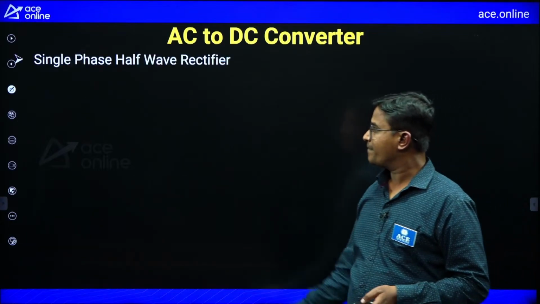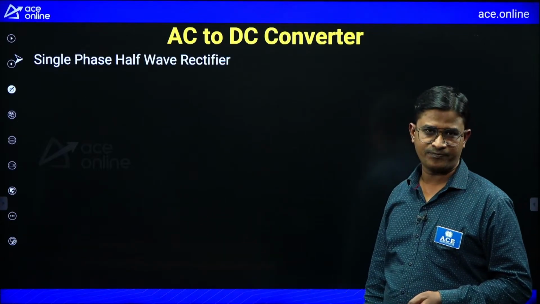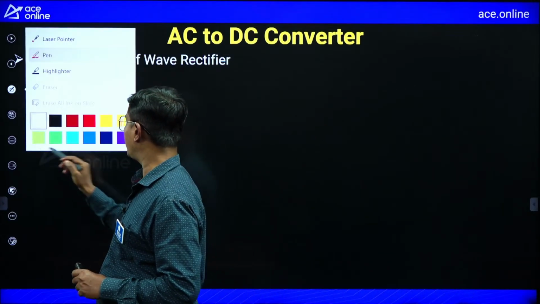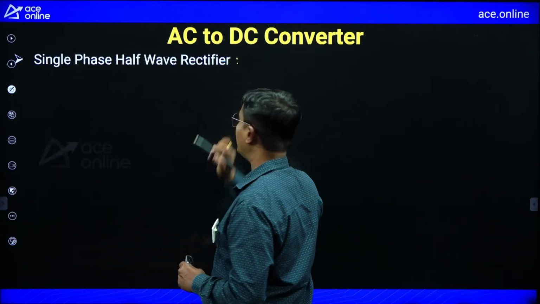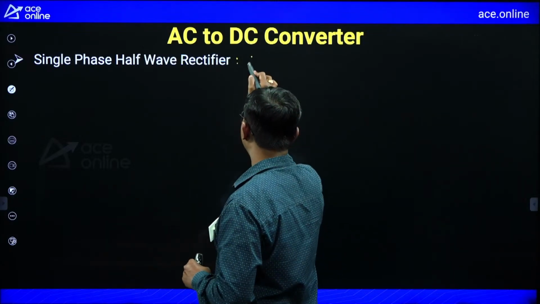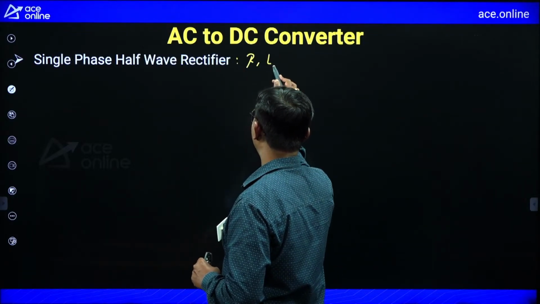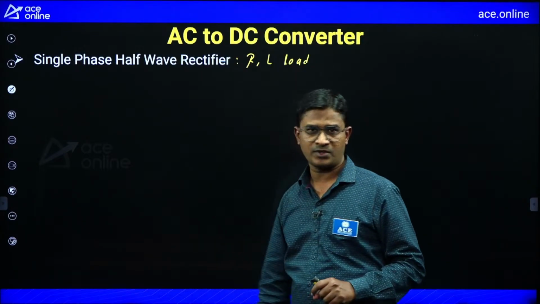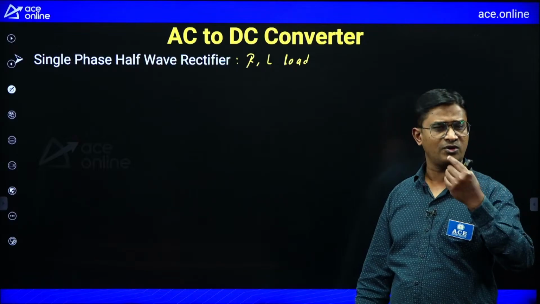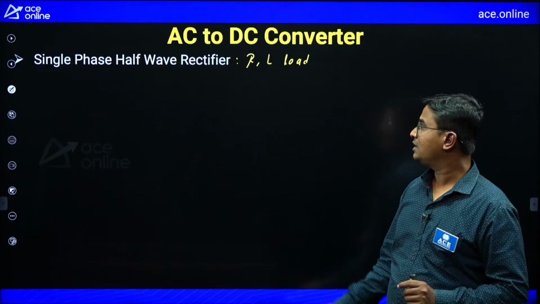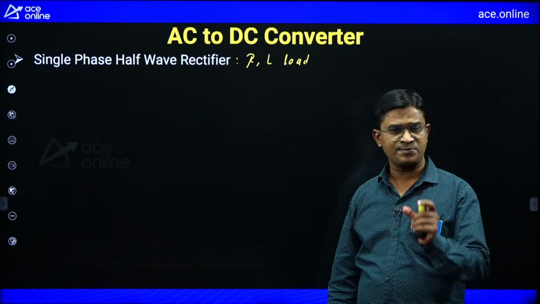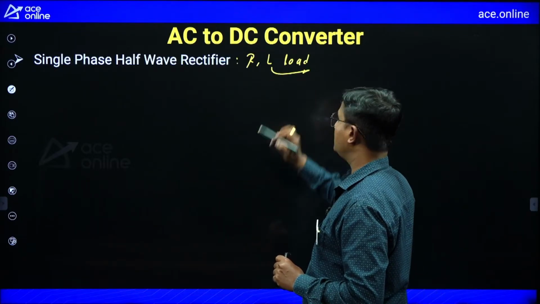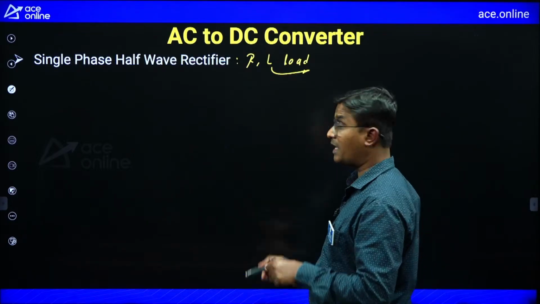Here, single phase half wave rectifier. In single phase half wave, we have uncontrolled rectifier and controlled rectifier. In that, focus only on resistive load and purely inductive load. Don't go for RL load or RE load, not required. On purely inductive load also, some specific questions have been asked. On purely inductive, you can expect a question on the conduction angle of the diode.